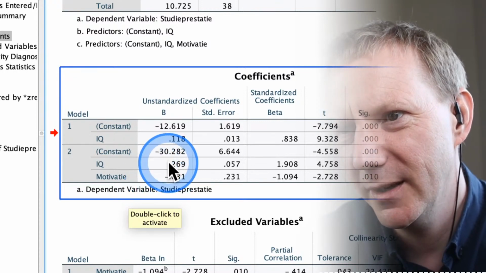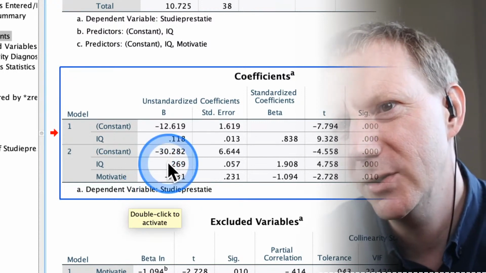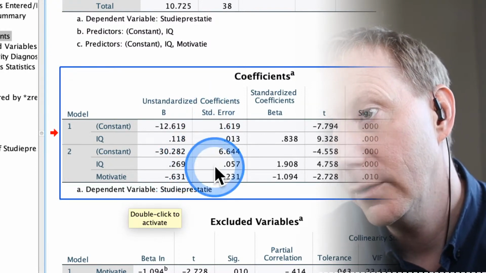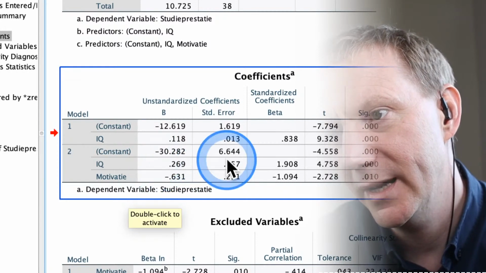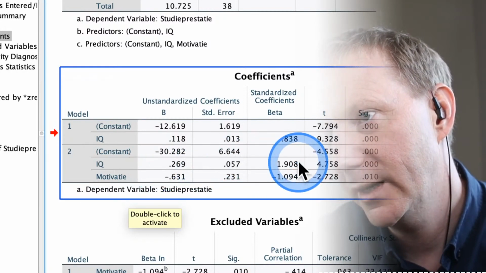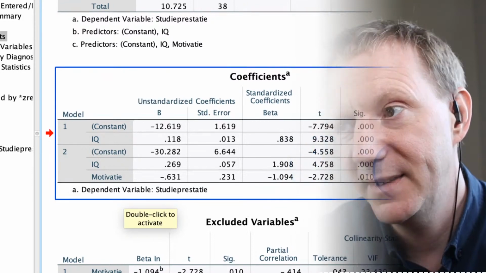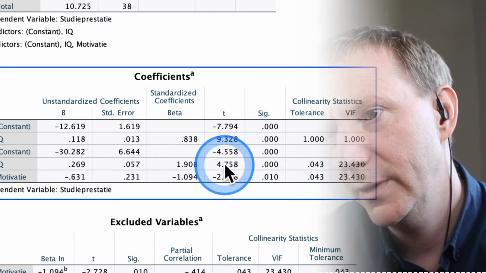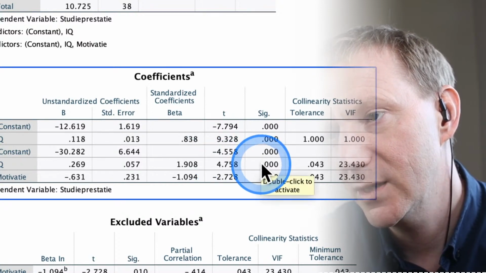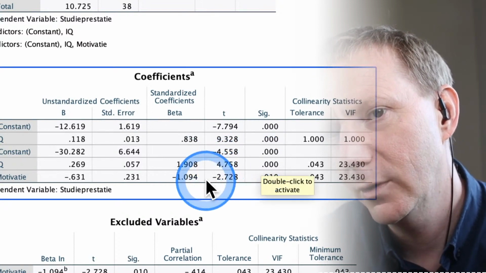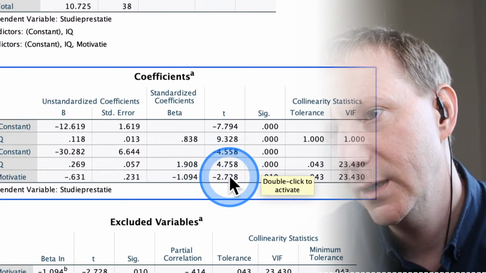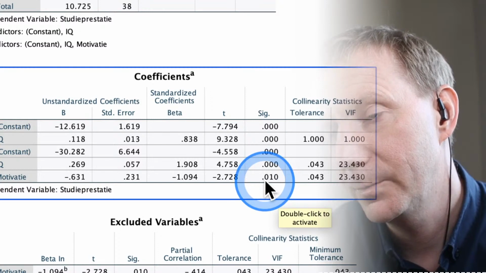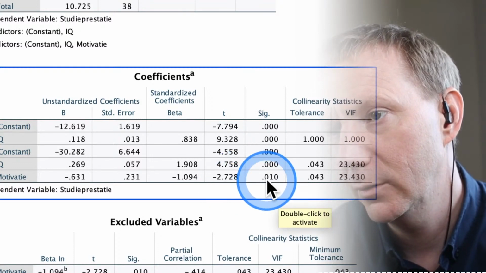But here we see the weights, the slopes of the individual predictor variables. We also get the standard error of this, and if we have the beta and the standard error, that means we can calculate a t-value and test if our t-value is significant. So for IQ, we have a significant t-value. It's lower than 0.05. And for motivation, we also have a significant t-value of 0.01.